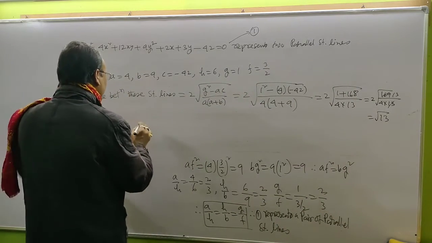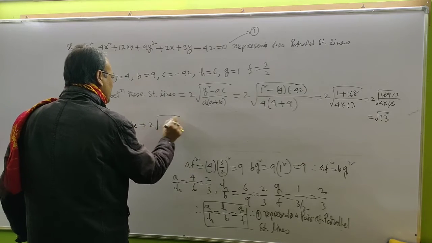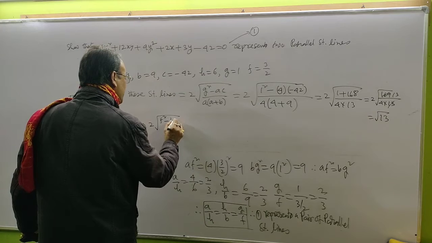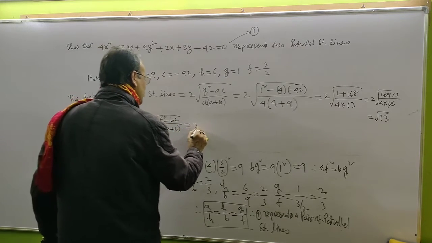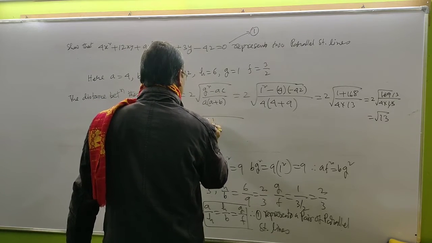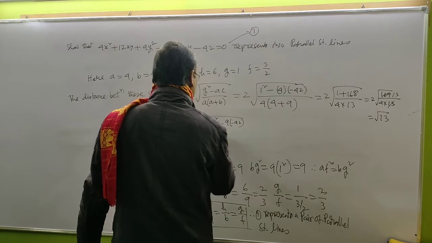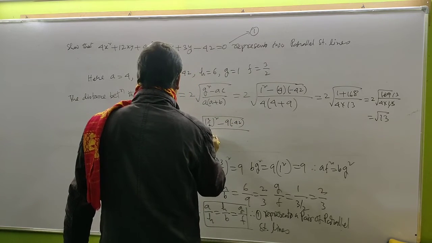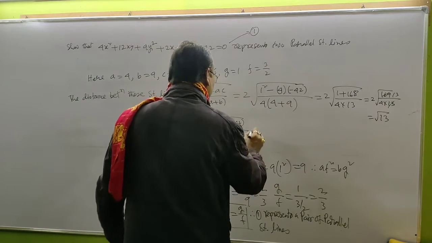Also, I know 2 into root of (f square minus bc) divided by b into (a plus b). This is equal to 2 times root of ((3 by 2) whole square minus 9 into minus 42) divided by b into (a plus b), 4 plus 9. You may write like this.